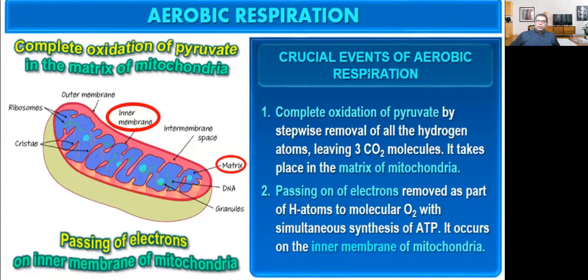Now, crucial events of aerobic respiration. There is a complete oxidation of pyruvate by stepwise removal of all the hydrogen atoms, leaving 3 carbon dioxide molecules. It takes place in the matrix of mitochondria. So this is the matrix of mitochondria. This is the outer membrane. This is the inner membrane. This is the intermembrane space. There is DNA, granules, crystals and ribosomes.